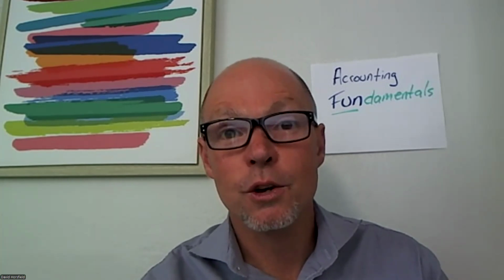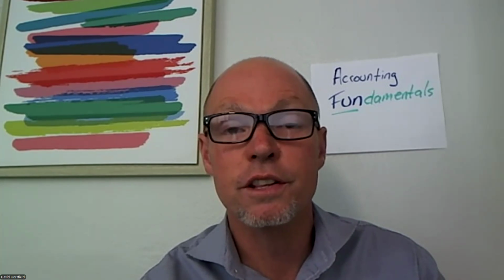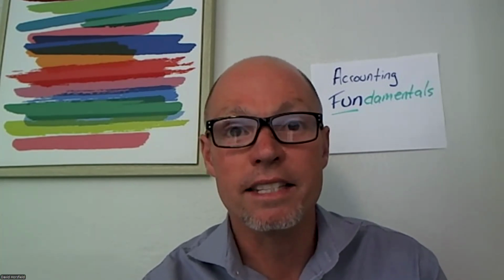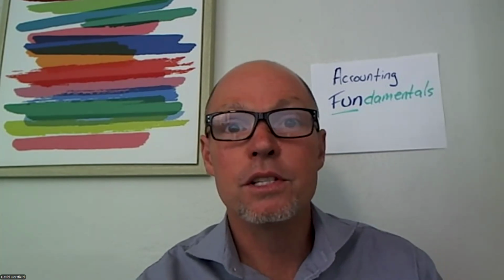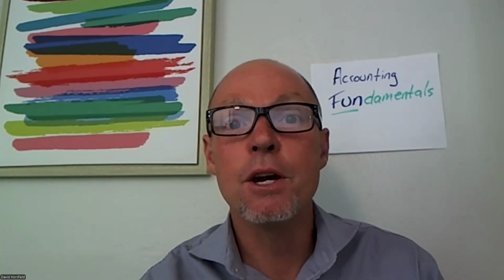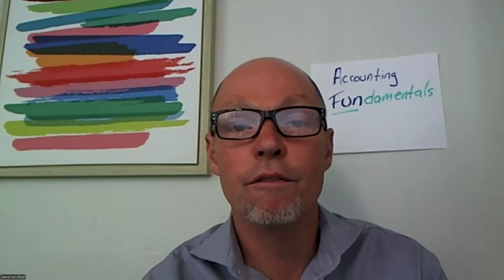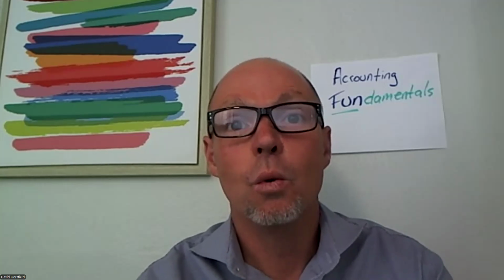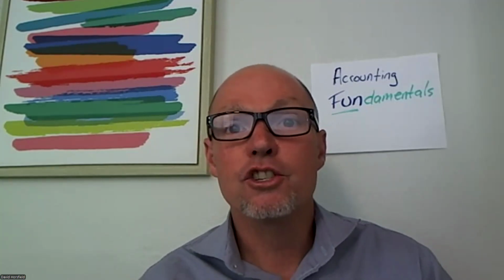Now, I use the terms normal balance and the mirror image process, assuming that you've watched the video on normal balance. And if you haven't, you need to get after that video to help you understand what's going on. Because the normal balance and the mirror image is going to be a component of recording journal entries where cash is not involved. So this is all about transactions.